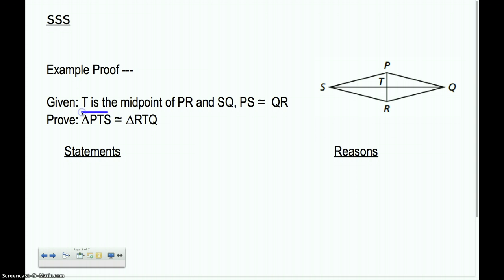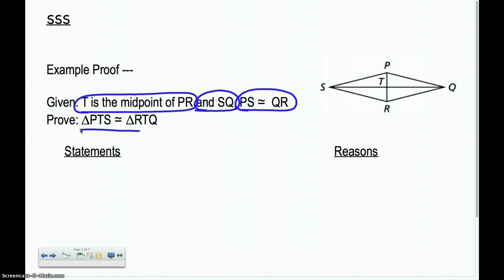Here's what we have. We have T is the midpoint of PR. We can circle the givens, make sure we use them all. The first one's kind of a two-parter because T is the midpoint of both. That conjunction is what we gotta watch out for. Make sure you pay attention to those. And then, of course, that last one, too. Let's underline what we're supposed to prove.